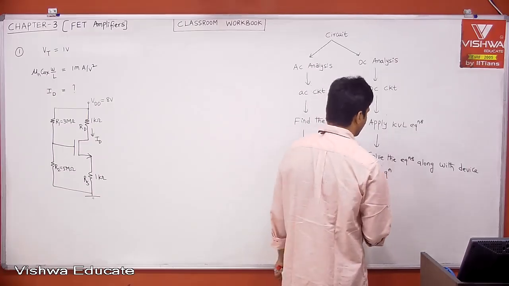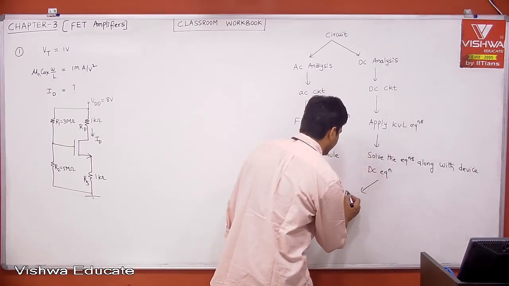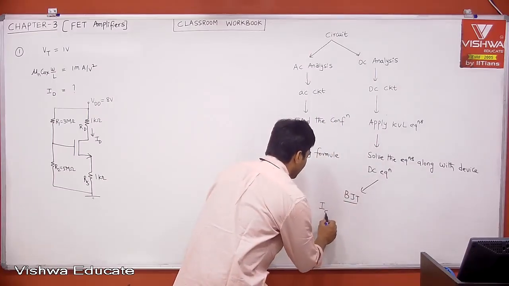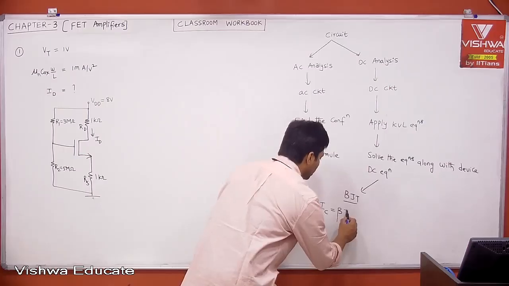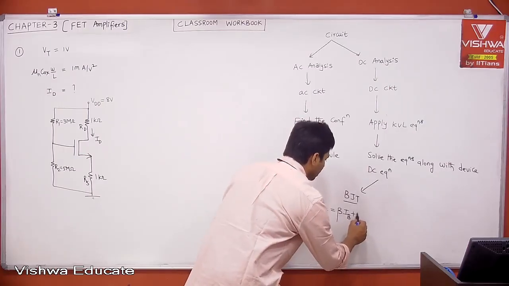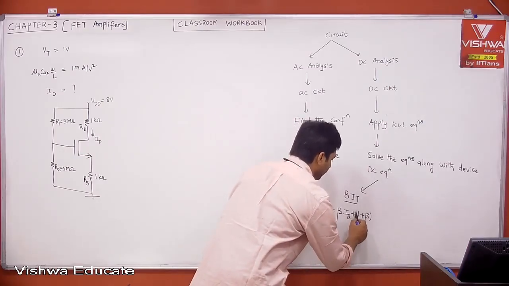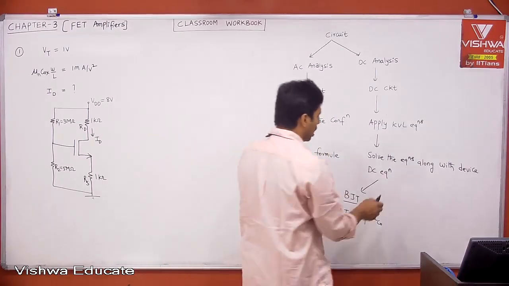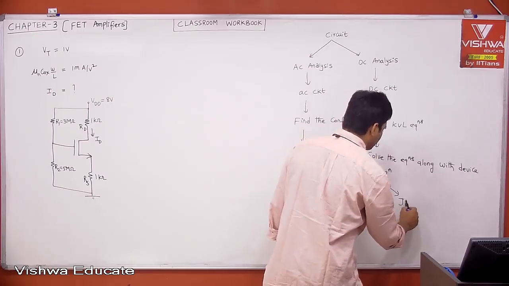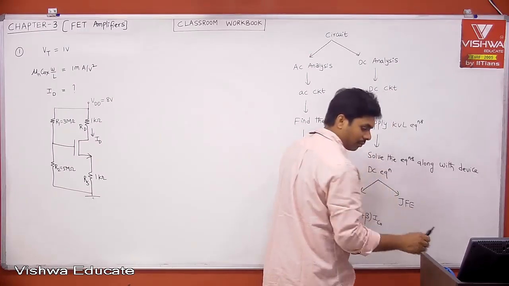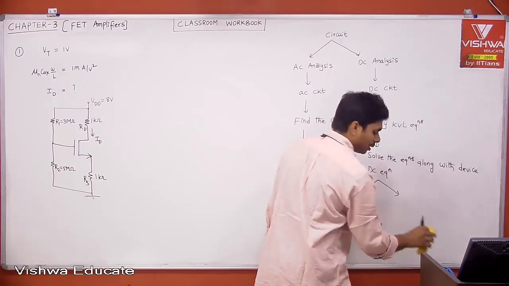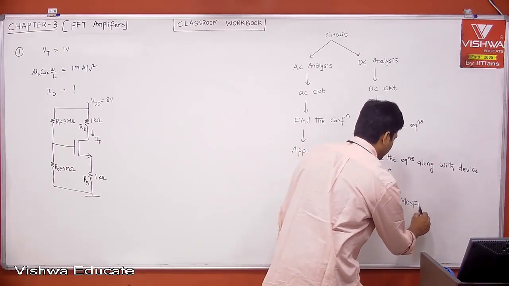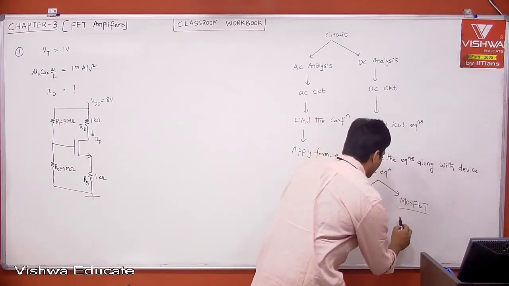What is the device DC equation? Let us say you take a BJT. What is the device equation? IC is equal to beta into IB plus 1 plus beta into ICO. That is your BJT DC equation. Now, if you take JFET, but we don't have JFET in the syllabus, therefore let me give you MOSFET directly. If you take MOSFET, what is ID?